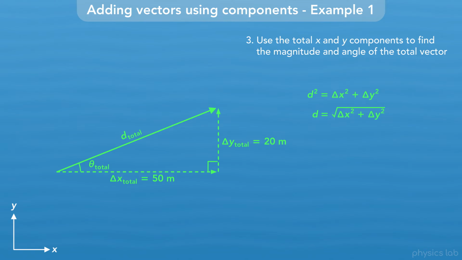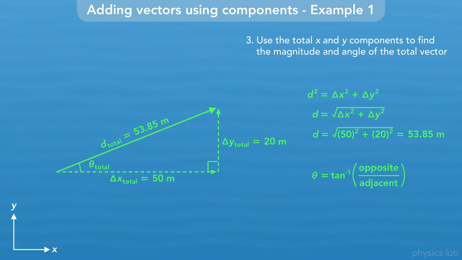For the magnitude, we use the Pythagorean theorem. We're not going to write the total subscript to keep things easier to read. We plug in 50 for delta x and 20 for delta y, and we find that the magnitude is 53.85 meters. For the angle, we use the inverse tangent function. If we want to find this angle, then we plug in 20 for delta y, which is the opposite side, and 50 for delta x, which is the adjacent side. That gives us 21.8 degrees for this angle.